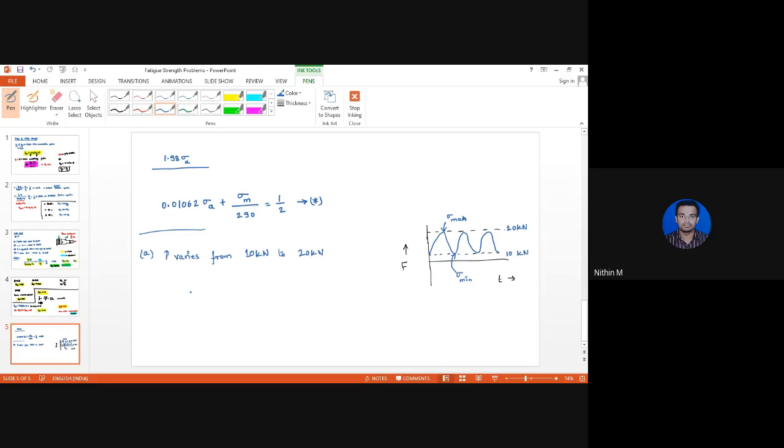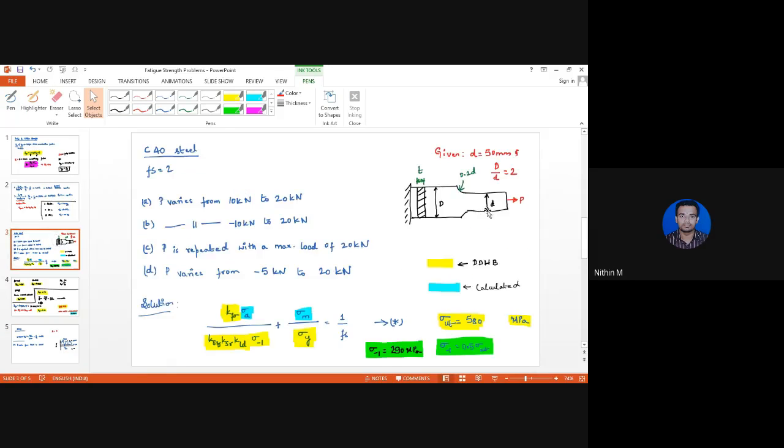Now they have told you that P varies from 10 kilonewton to 20 kilonewton, and the point in case is we have the area to be in terms of thickness. If you can recall, the thickness of the component is not known, right? The thickness of the component is not known. Now, it is quite evident that the width of the plate multiplied by the thickness will give us the cross-sectional area of the specimen.